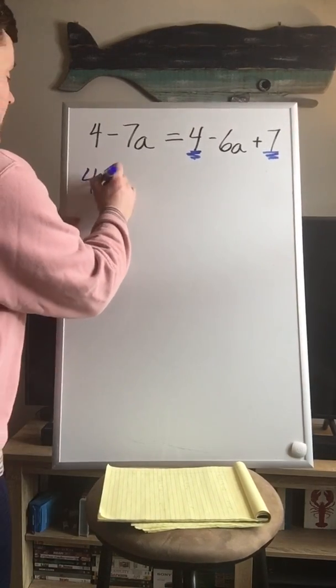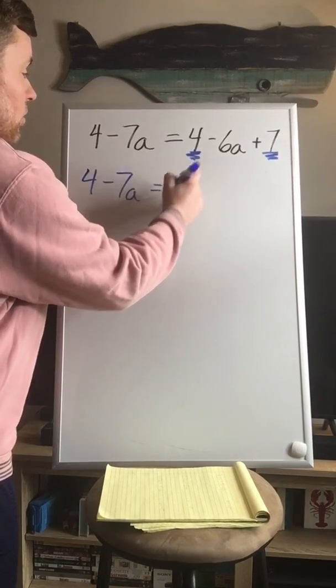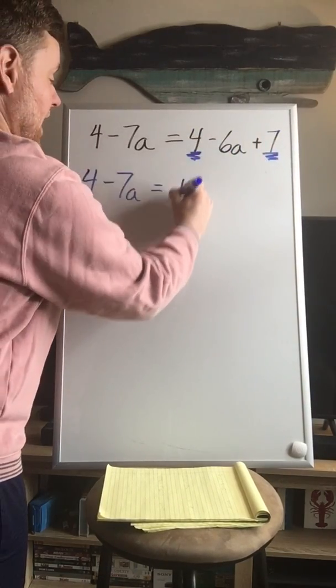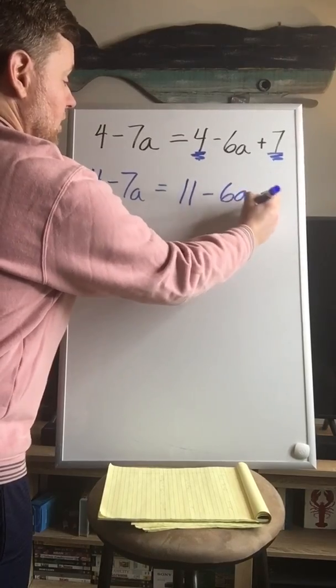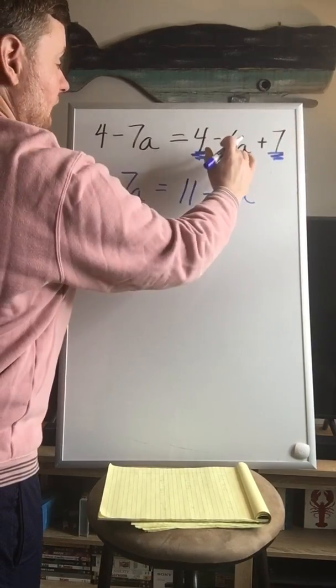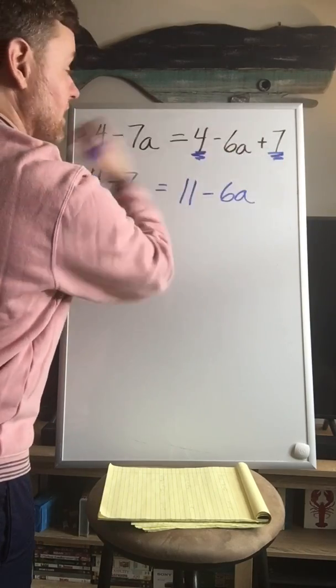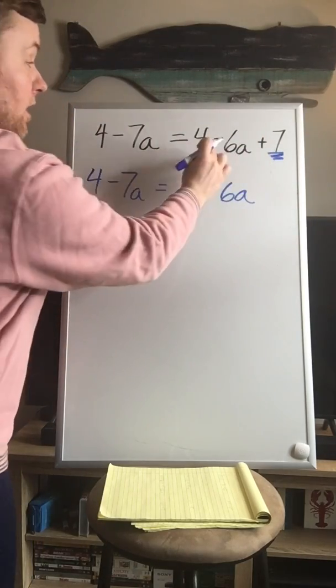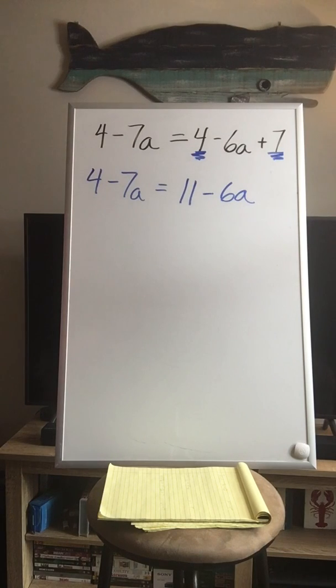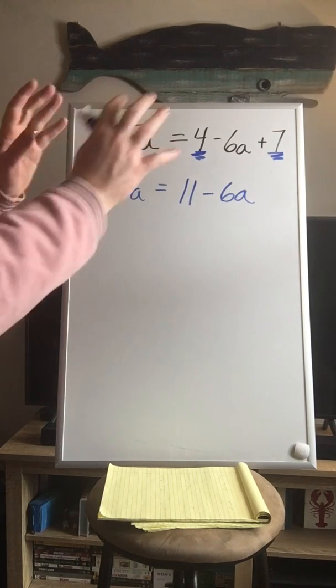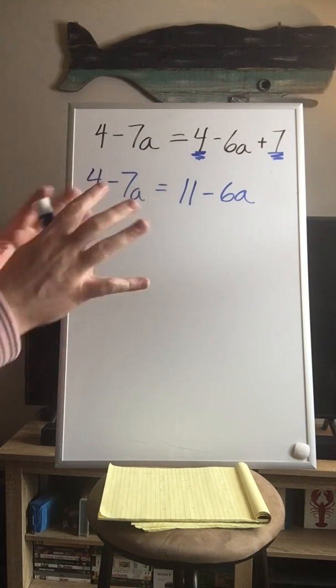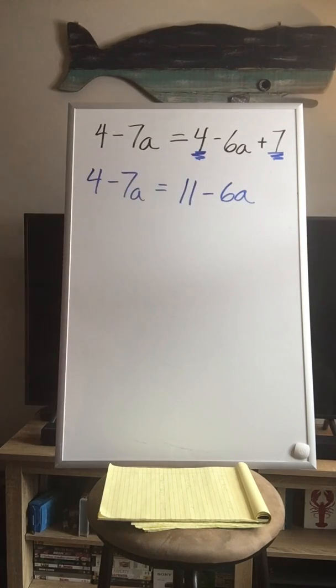So 4 minus 7a equals 4 plus 7 is 11 minus 6a. So since I'm working on the same side, I can just combine those. I don't need to use inverse operations because I didn't move anything across the equal sign. I'm just combining. All right. So if you look at each side and you have any terms that you can combine on each side, then you want to do that before you start the actual solving. All right. So first, just double check for that. And now we can go ahead and we can solve.